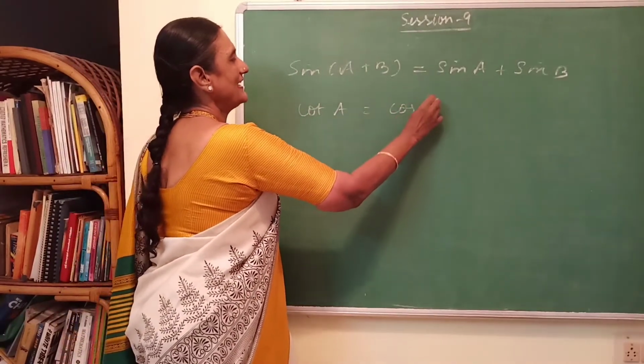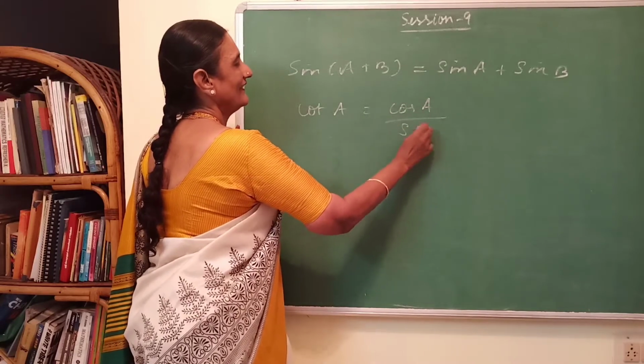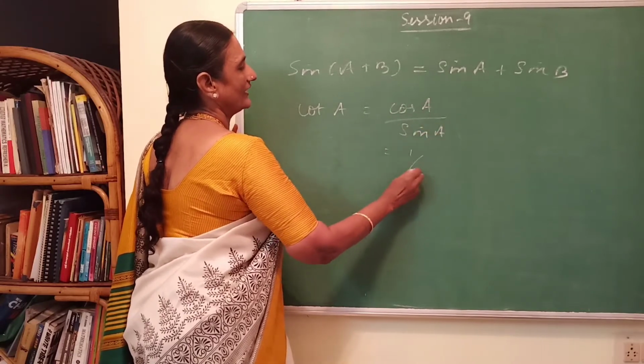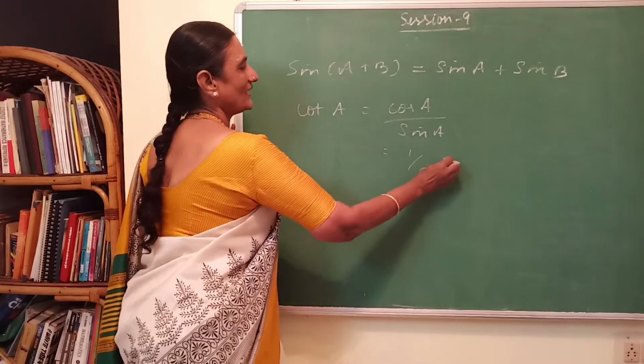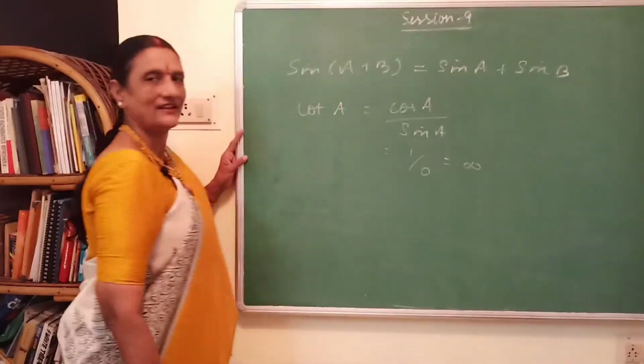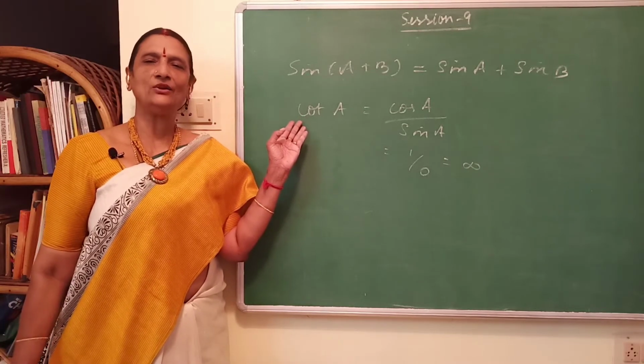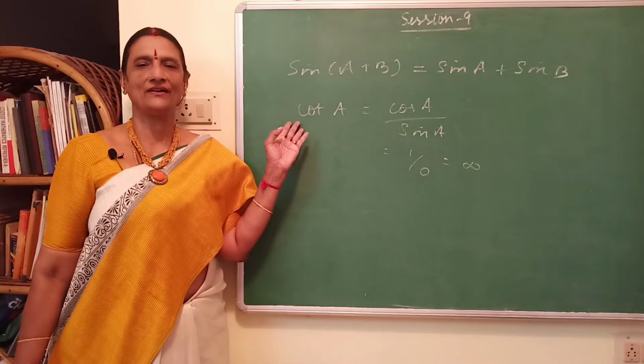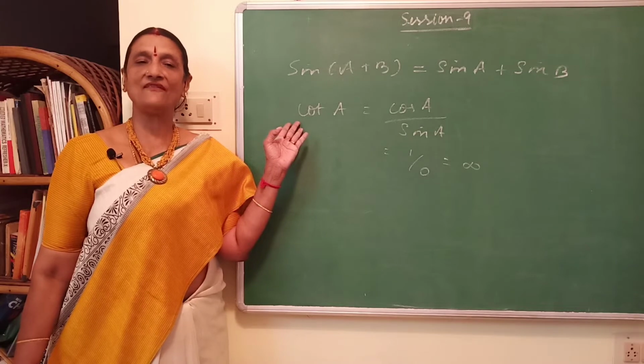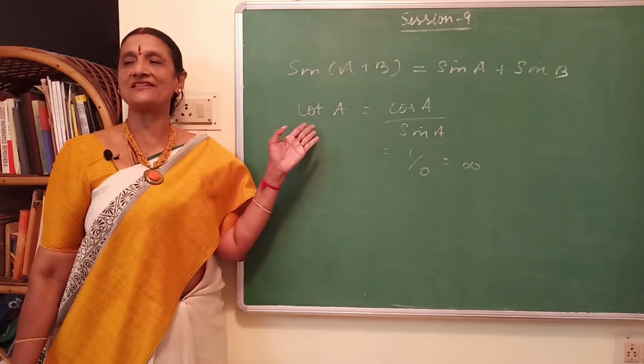Cos A by sin A. When A equals 0, we have got 1 by 0, which is equal to infinity. Therefore, cot A is not defined for the value A equal to 0. Is it correct?